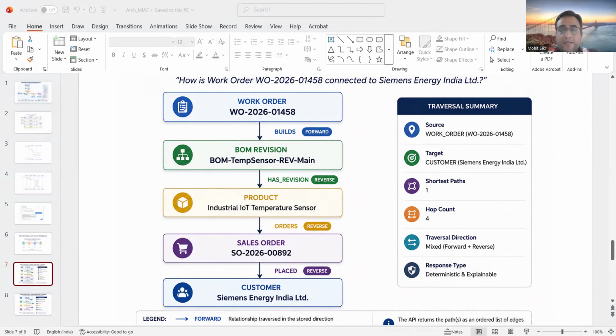These capabilities allow engineers, planners, and supply chain teams to explain dependencies. Users can discover exactly how two manufacturing entities are connected. For example, how this work order is connected to the customer. Which supplier provides the component used in a particular work order. Or how the work order is tied to a supplier.